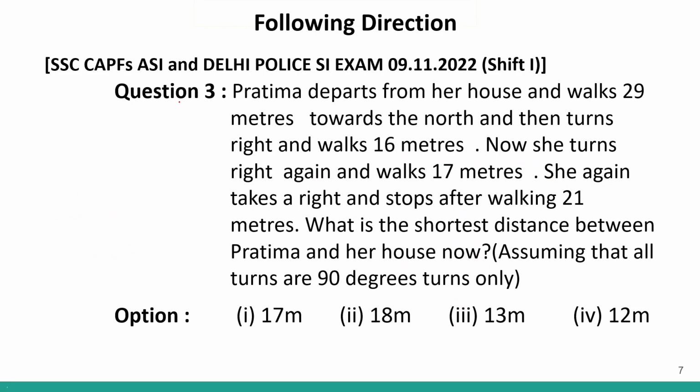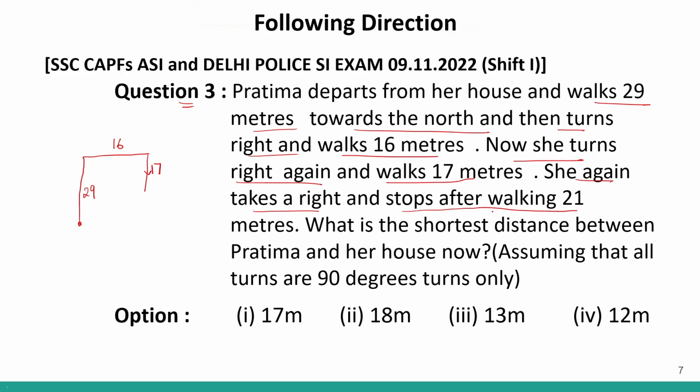Now, question number 3. Pratima departs from her house and walks 29 meters towards the north. So let's say she starts from here and she walks 29 meters towards the north. Then she turns right and walks 16 meters. So right will be this direction and she walks for another 16 meters. Now she turns right again and walks 17 meters. So right again and 17 meters. She again takes a right. So here also she takes a right and stops after walking 21 meters.